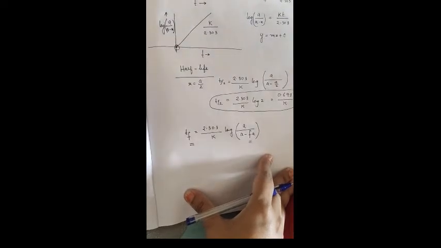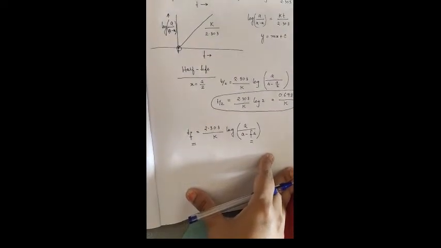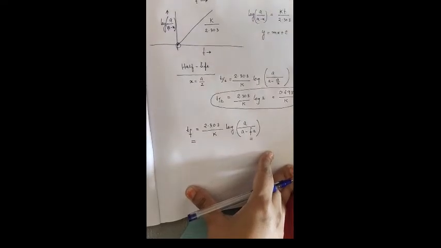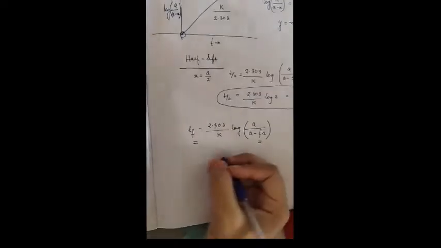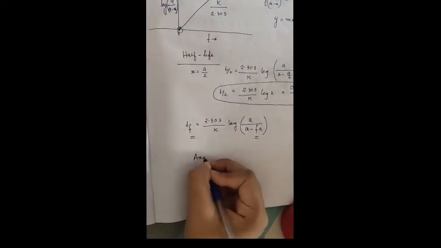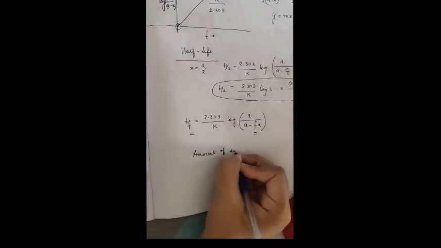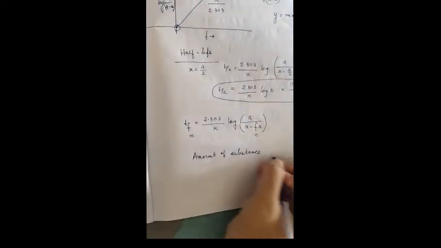So K is equal to 1 by t ln A by (A minus X). If I convert ln to log, what I get? 1 by t into 2.303 log A by (A minus X). That is our rate constant K, and this is our integrated form of the first order reaction.